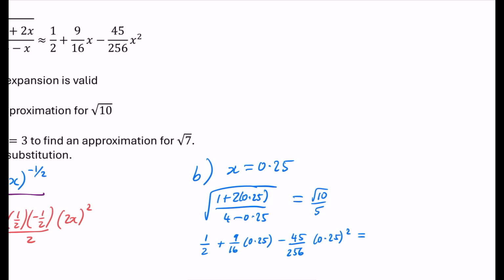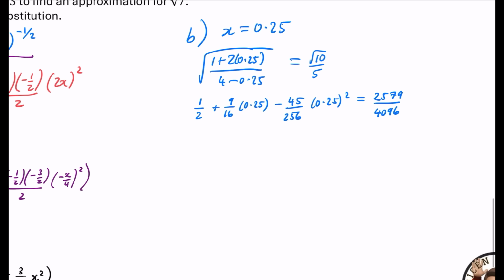Let's see what that gives us. So I'll do my 0.25. So it's a half plus 9/16 of that minus 45 over 256 times 0.25 squared. And we get 2579 over 4096.